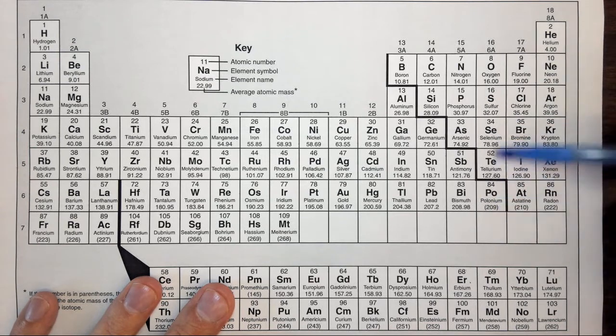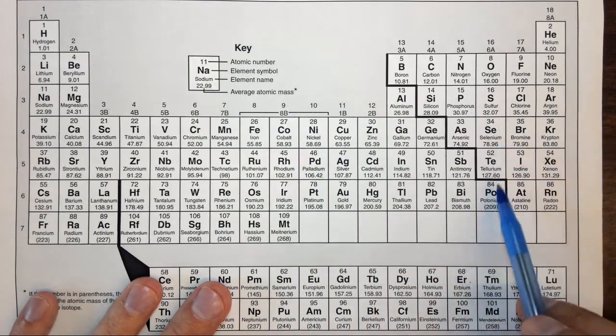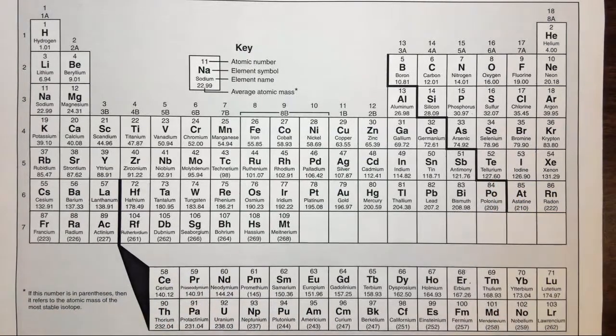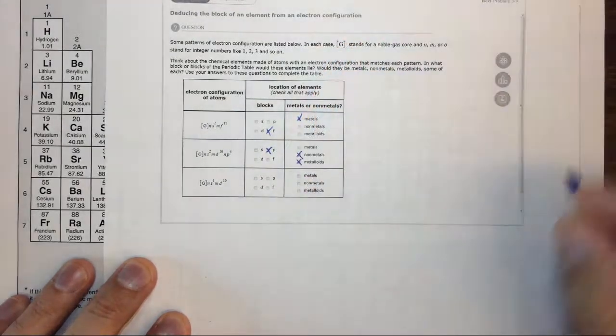So here are the 3 elements that it could be, because they have 4 p electrons and they have d electrons. Selenium is a nonmetal. Tellurium is a metalloid. Polonium is also a metalloid. So in this case, your choices are nonmetal or metalloid.